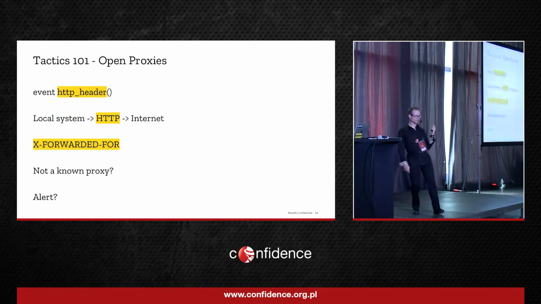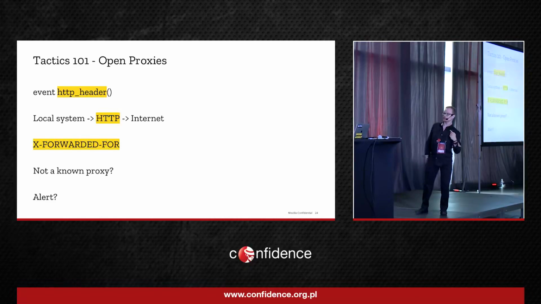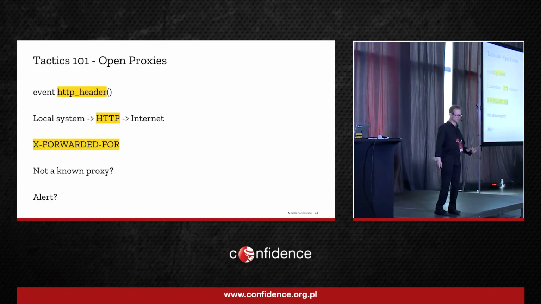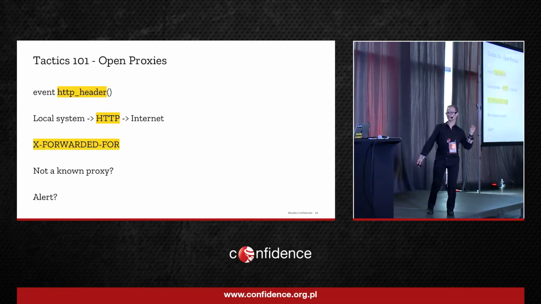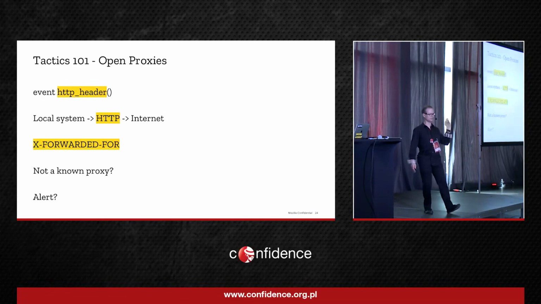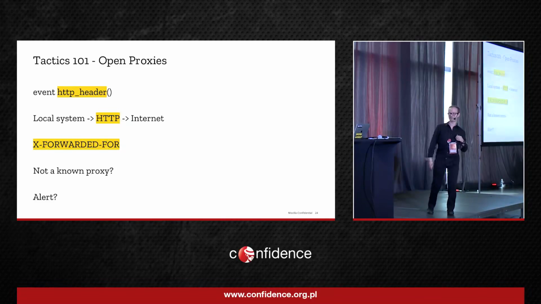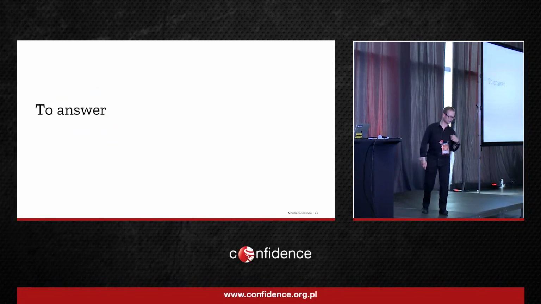Let's say the event HTTP header has been triggered, and I want to detect something like an open proxy in my network. We have huge proxies, people install various things, and I want to be able to say that someone started a new, let's say, Squid server that I don't know about. So I look for a local system reaching out to the internet. This local system has somewhere in the HTTP session the X-Forwarded-For header, and this system is not on my whitelist of known proxies. And I want to know about it. I will not show you the code because it's kind of interesting, but it's a couple lines of code, and you have a detection like this.